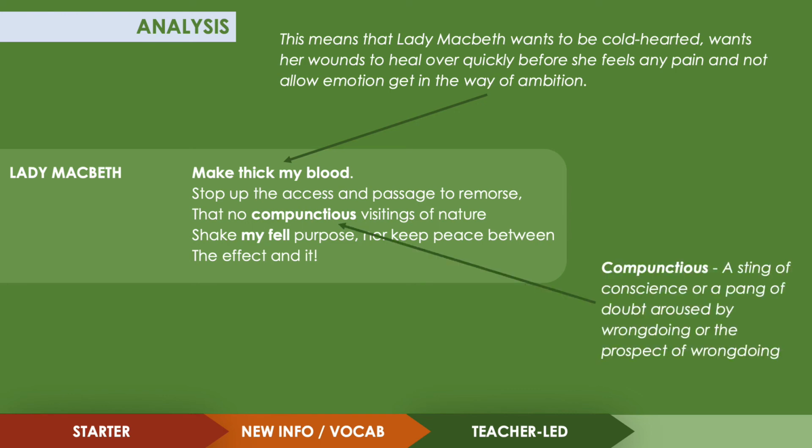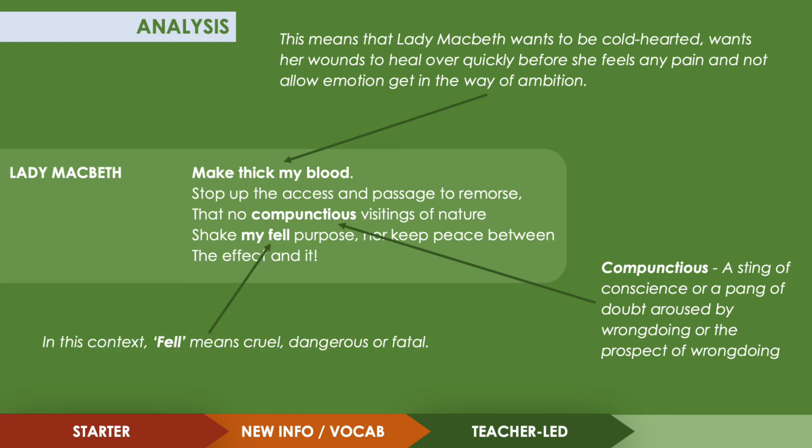So next we have that no compunctious visitings of nature. So compunctious is defined as the sting of conscience or a pang of doubt aroused by wrongdoing or the prospect of wrongdoing. So this demonstrates that Lady Macbeth knows that what she is doing is wrong and wishes to disregard the consequences and damage to her soul.